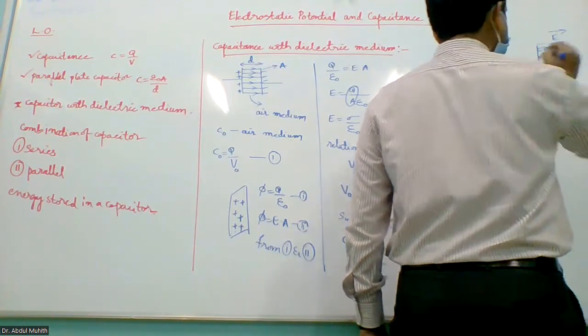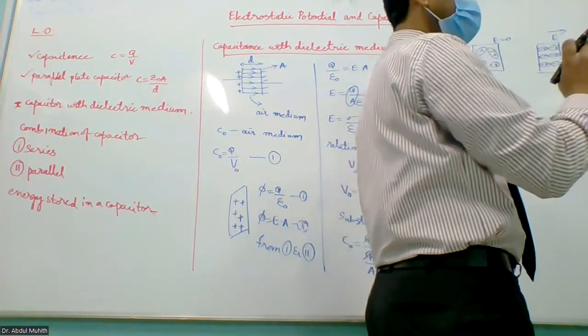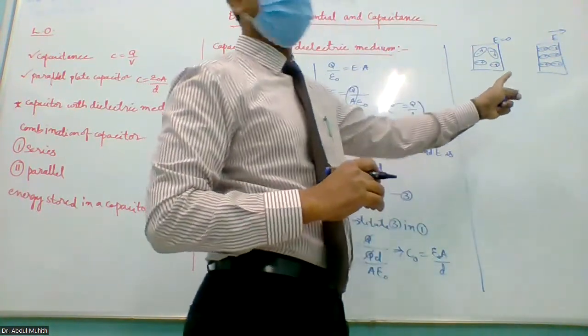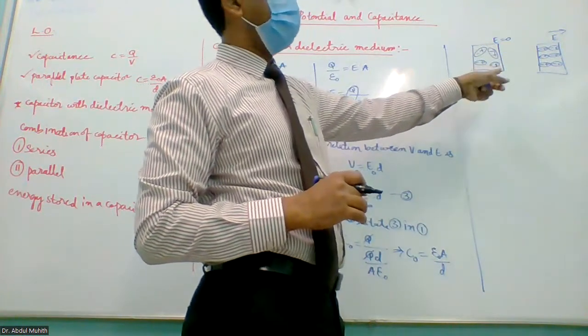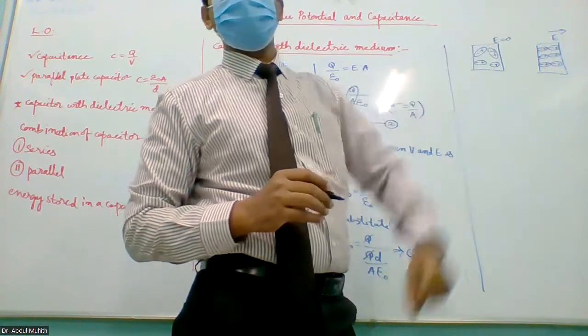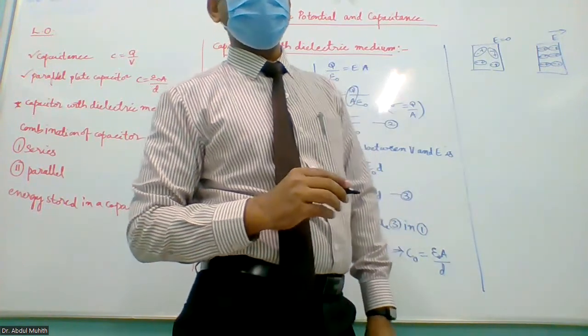This is called the dielectric material because it has dipoles in it. So when you place this dielectric material in the presence of an electric field, what will happen? They all align in the direction of the field. All the positive poles will align in the direction of the field.